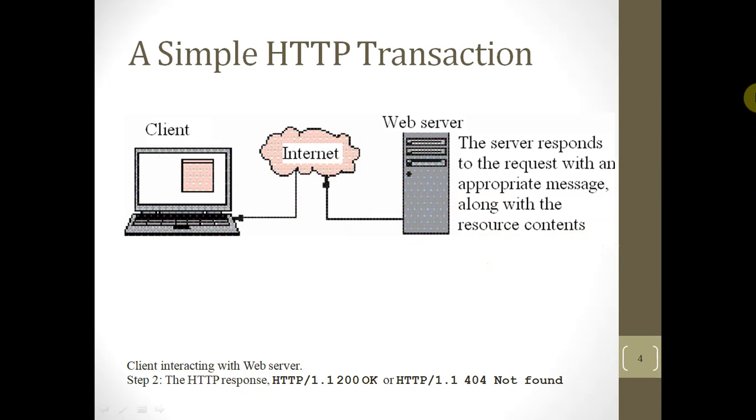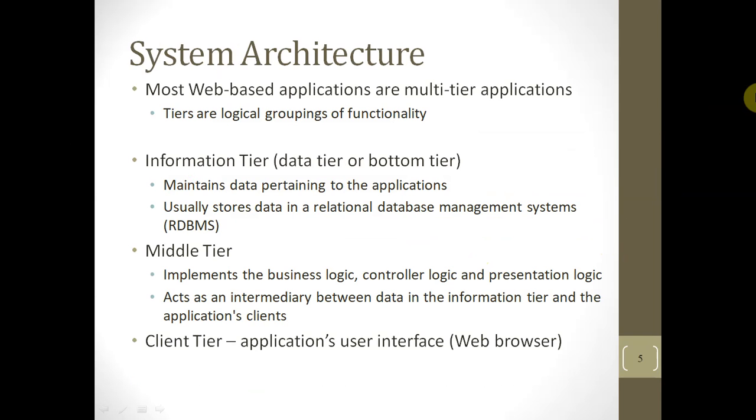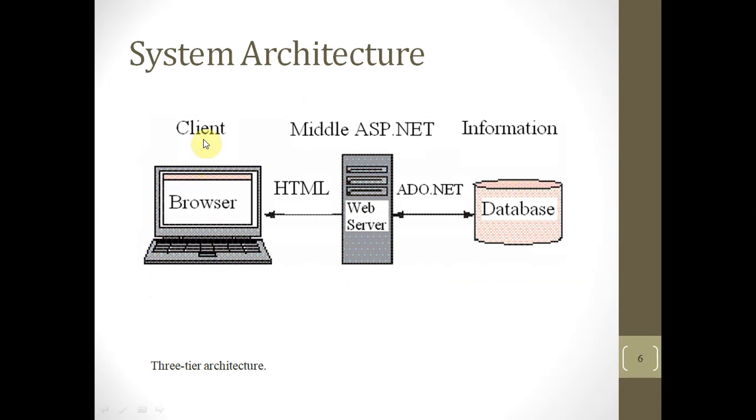So this is the client-server connectivity model, and we have different tiers: information tier, middle tier, and client tier. From the client side, from the browser, it is the client tier, and we have the web server, where we will use the ASP.NET program, and we have the database, and through ADO.NET we will connect with the database. So here one is the database tier, another one is the web tier, and this is the client tier. So this is three tier architecture. In three tier architecture we will have a database also.